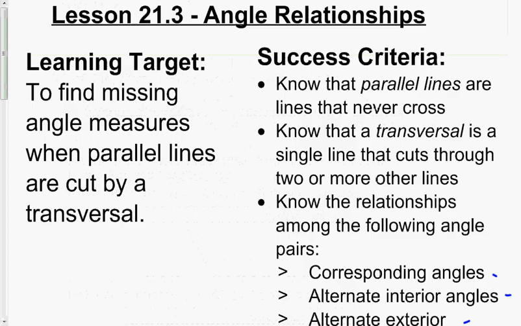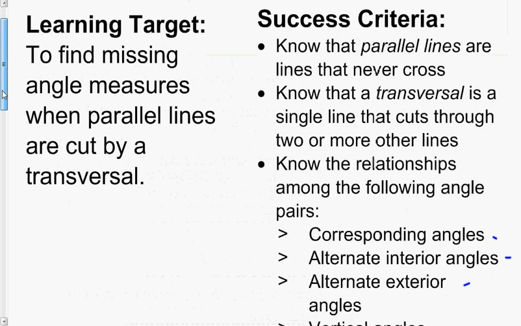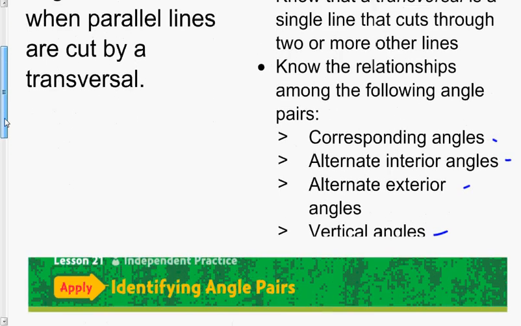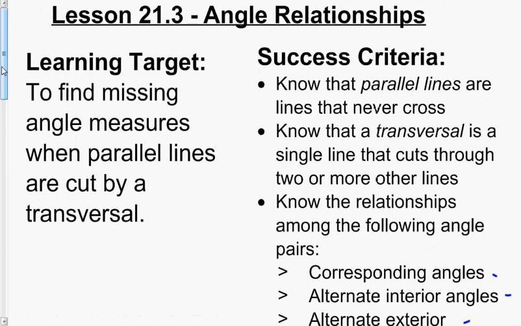But I think what we did today really summed up and reviewed what we're talking about with finding missing angles when we have parallel lines cut by a transversal and looking at the different types of angles that we have there. So we're going to end it with that.